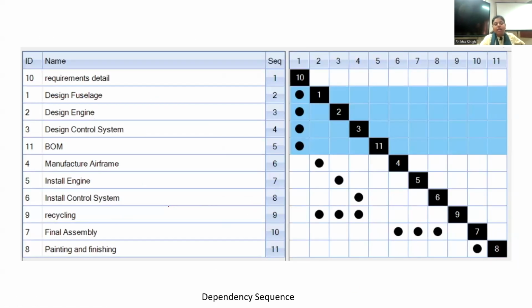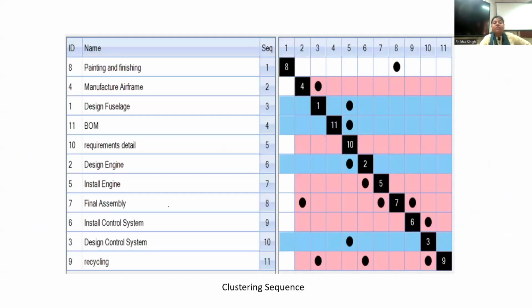So you see, this is the dependency sequence. Yes, I also use the software. Okay. So in this, you see the sequencing of the task has been done. And then in the next step, you see the clustering.